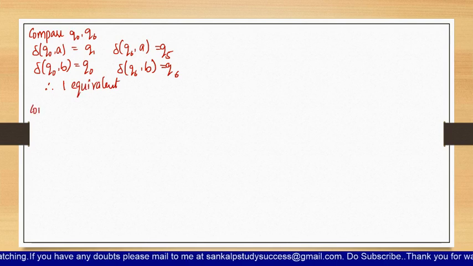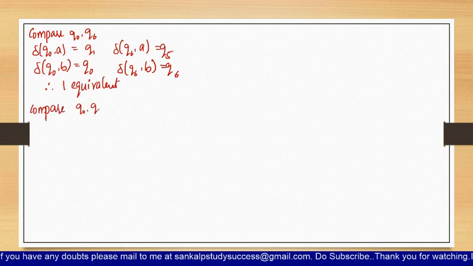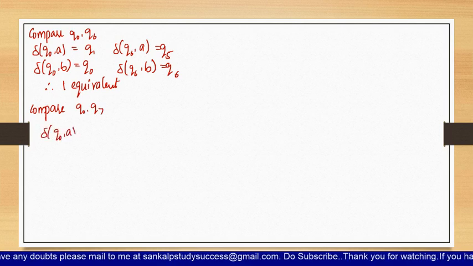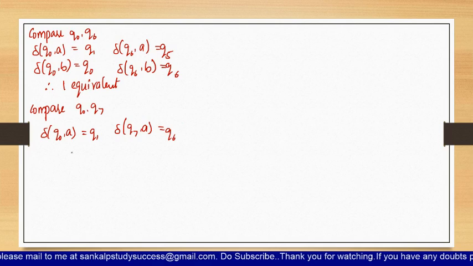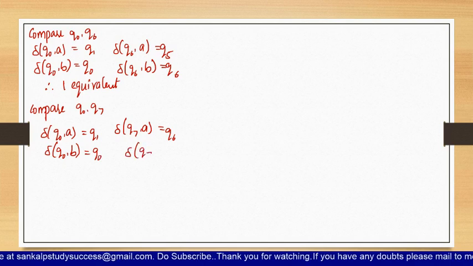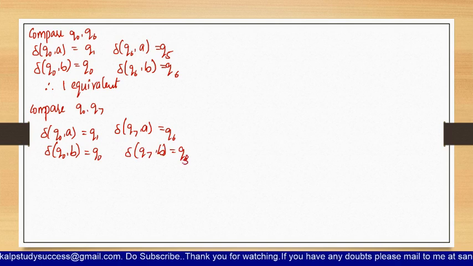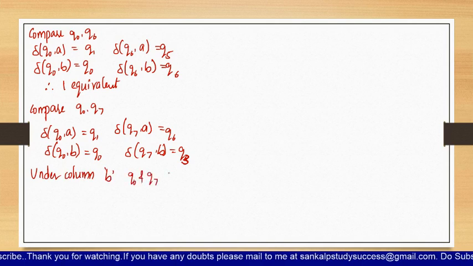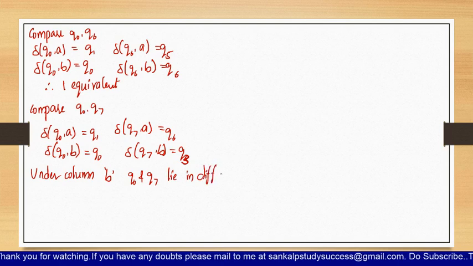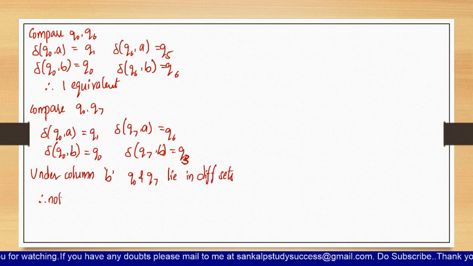Now we are going to compare q0 with q7. Transition function of q0 comma a will become q1, and the transition function of q7 comma a will become q6. And transition function of q0 comma b will become q0, and transition function of q7 comma b will become q3. So if you observe, q1 and q6 belong to the same set, but q0 and q3 do not belong to the same set. So under column B, q0 and q7 lie in different sets. So therefore you can say that they are not one equivalent.